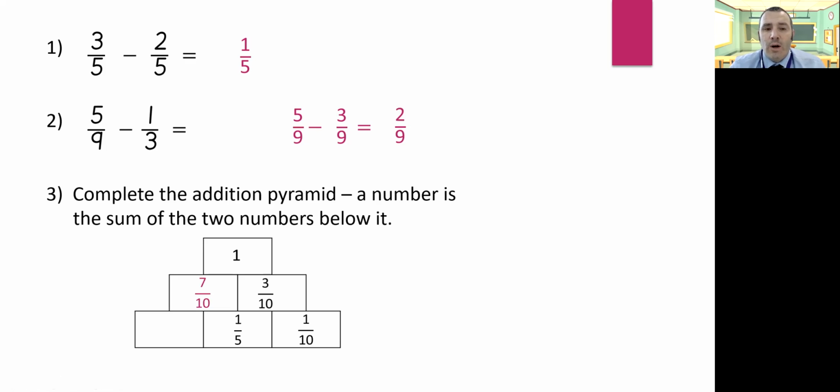Now all we need to do is work out what 7/10 take away 1/5 is. So remembering finding our equivalents, we'll convert that into tenths. We'll multiply 1/5 by 2 to make it into 2/10. And now I can do 7/10 take away 2/10, which will give me 5/10. Now I could leave it like that, but me being me, I'm going to make it into a neater fraction. I'm going to turn it into 1/2. So 5 out of 10 is equivalent fraction of 1/2.